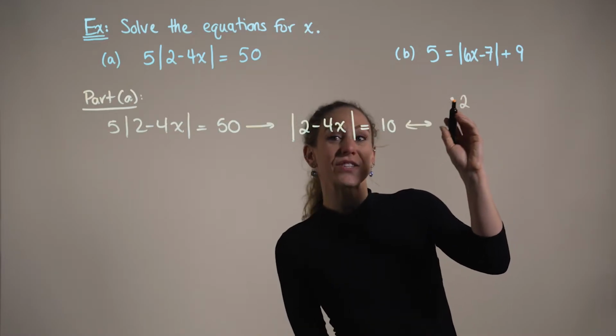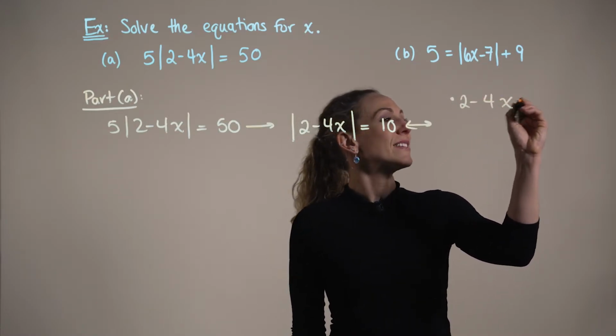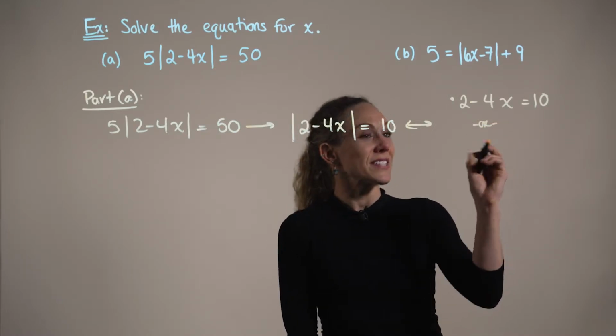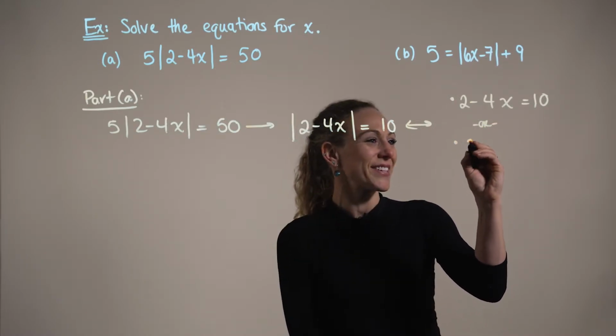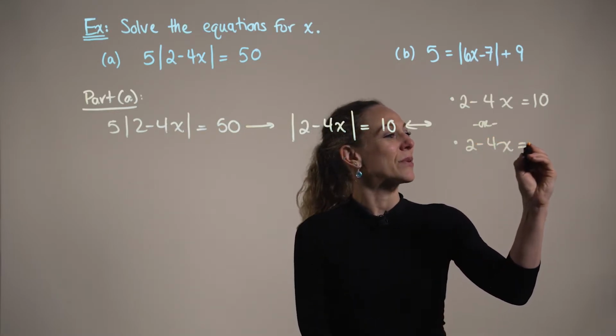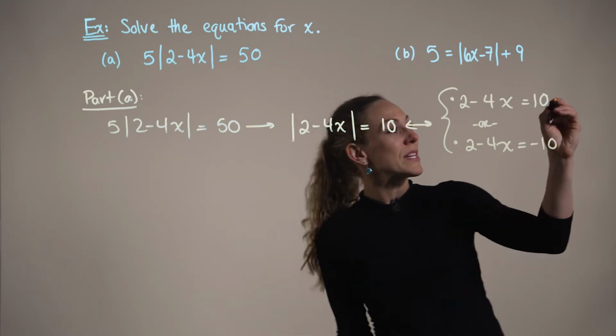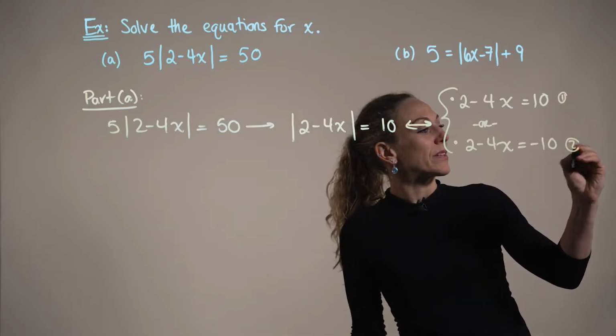Our first case is 2 minus 4x is equal to positive 10. Or we can have that this is equal to the negative case: 2 minus 4x is equal to negative 10. So to solve this equation for x, we need to think about each case separately.